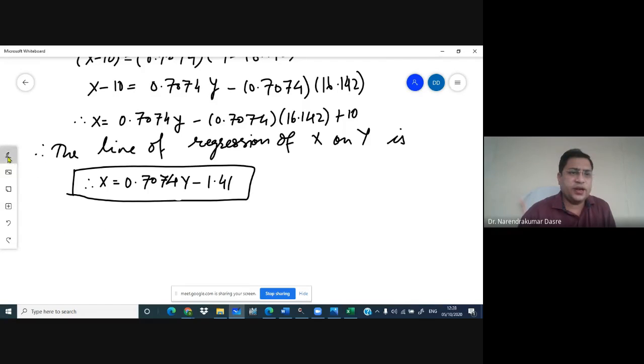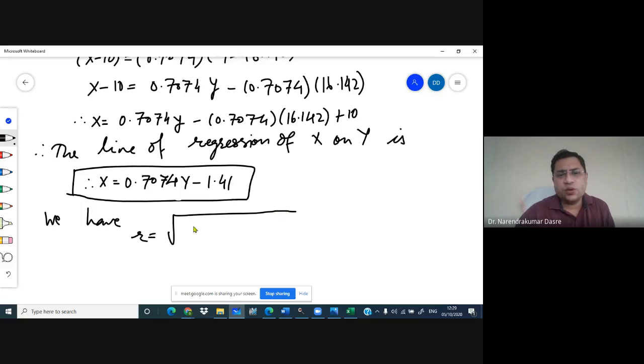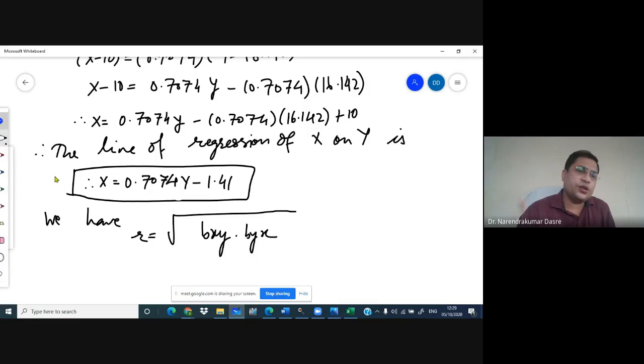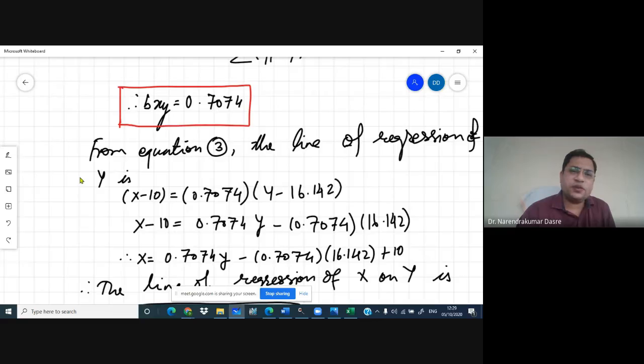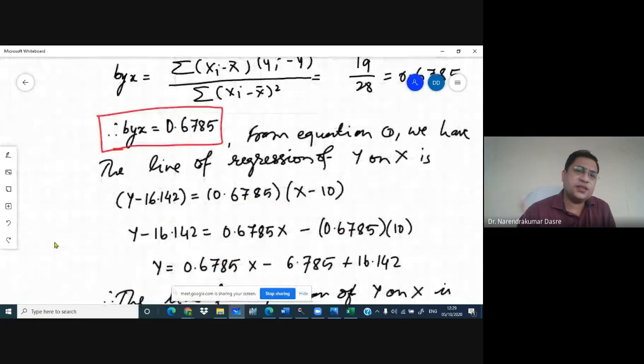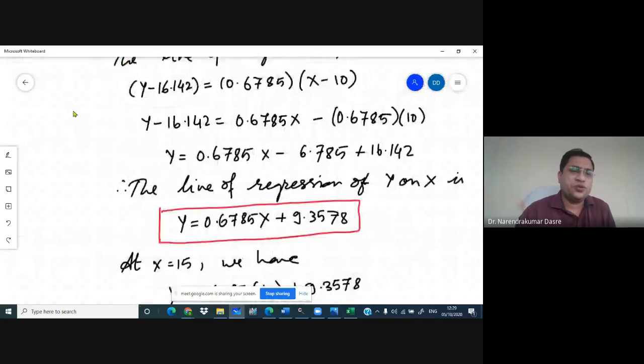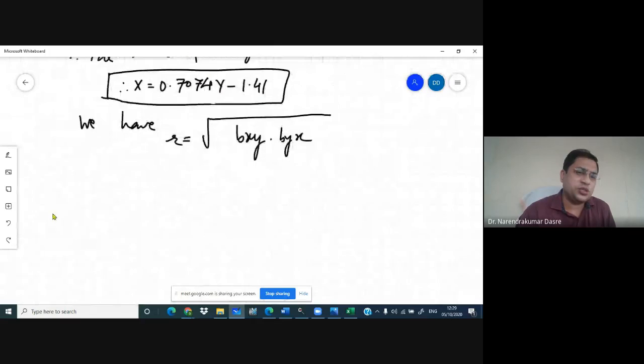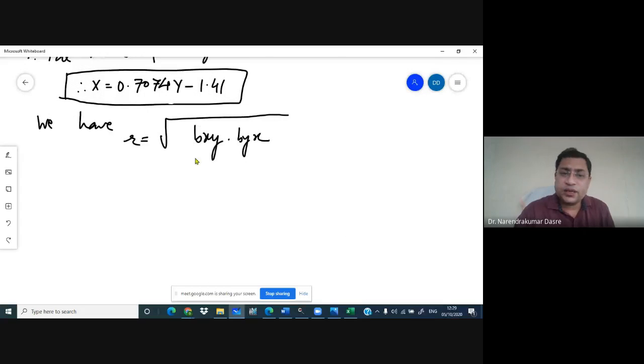Now the part remaining is to find the value of r. So we have r is equal to the square root of bxy into byx. Moreover, you can observe the sign of bxy is positive, and the sign of byx is also positive. So both the regression coefficients are positive. Remember that either both the regression coefficients will be positive or both will be negative. If you are getting one positive and one negative, then the equations given are not the lines of regression.